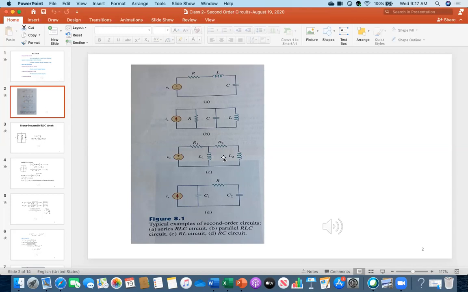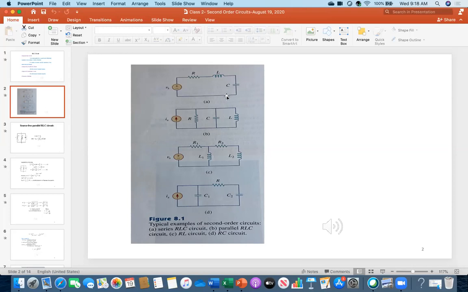But here the issue is there is R2 between L1 and L2. So this is the second order circuit. Similarly, look at figure D. This is current source based. There are two capacitors, C1 and C2, but between them there is R. So again, you can't make the equivalent. So this is also the second order circuit.